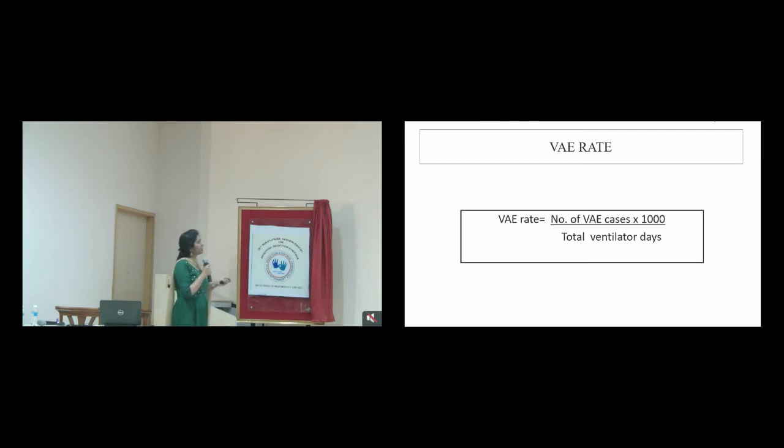Next, this is how we calculate the VAE rate. VAE rate is the number of cases times 1000 divided by the number of ventilator days. All these presentations will be shared, so don't worry about taking pictures.